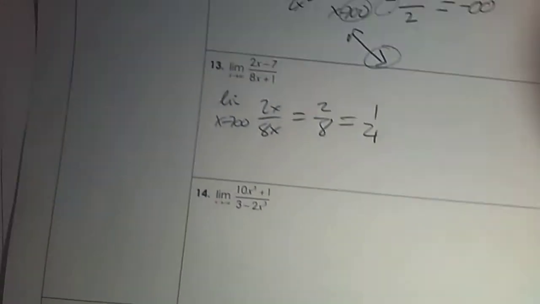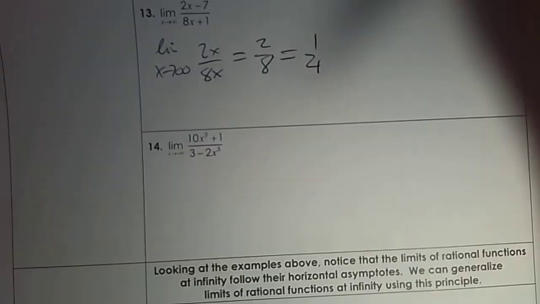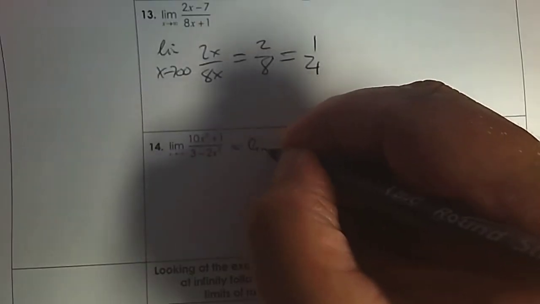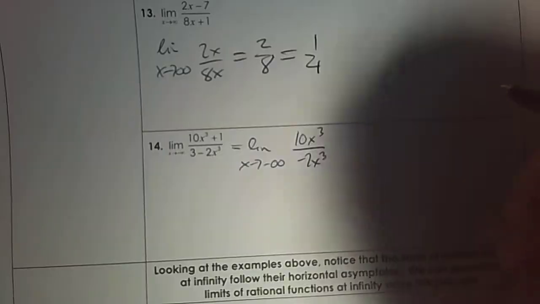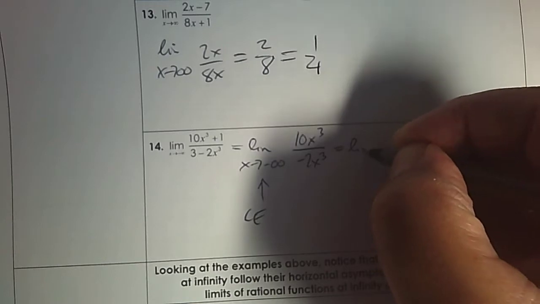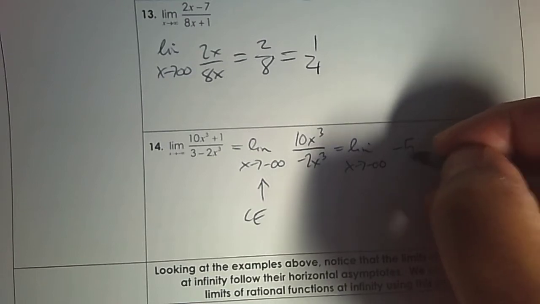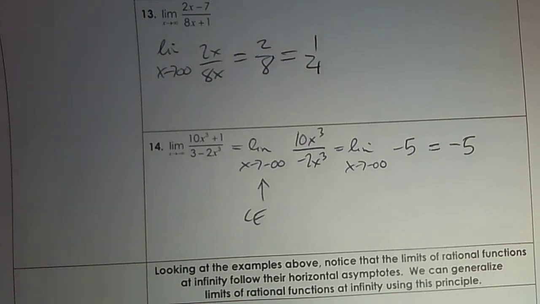Number 14. (10x cubed plus 1) and then 3 subtract 2x cubed. So we're going to write this as a limit as x approaches negative infinity, just power over power. So the power term over the power term. Know that I'm looking for the left end for this answer. I'm going to simplify this, and I'll get my answer. So the x cubes divide out, and you have negative 5. And for this, the answer is negative 5. It's just a horizontal line.